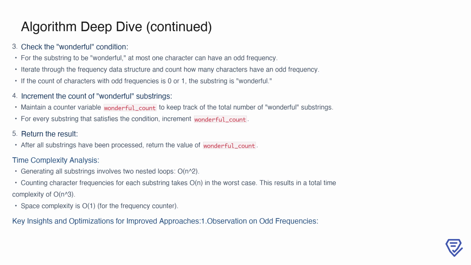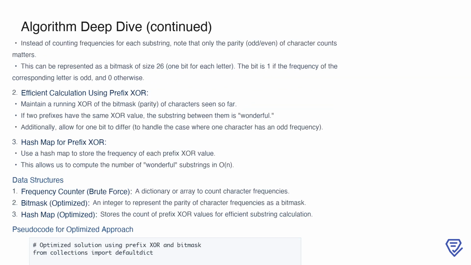To improve, we need to explore key insights around character frequencies and consider optimizations. A critical observation is that we don't need to track the exact frequencies of characters for each substring. Instead, we only care about whether the frequency of a character is odd or even, its parity.